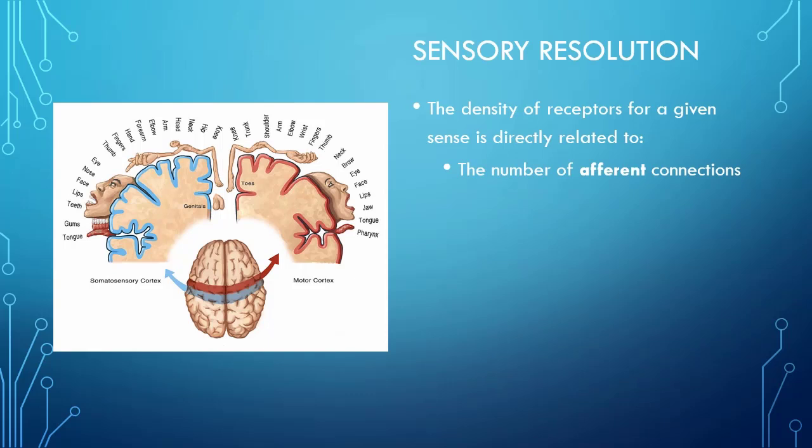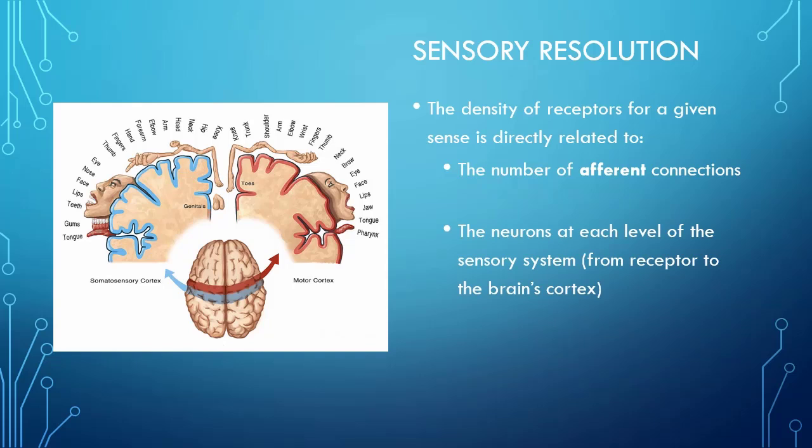The next thing that we need to consider is sensory resolution. The basic thing you need to know here is that the density of whatever sensory receptor we're looking at is directly related to a few things. The first is the number of connections coming from whatever the sensory organ is all the way into the central nervous system and on their way to the brain. The second thing is that the number of neurons on each level going then from that sensory neuron through to the brain also will match that.